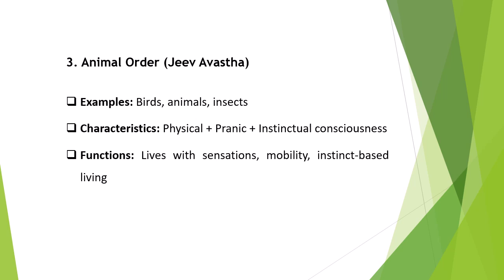Examples of animal order: birds, animals, insects. Characteristics: physical, pranic, instinctual, consciousness. Function: lives with the sensations, mobility, instinct-based living.